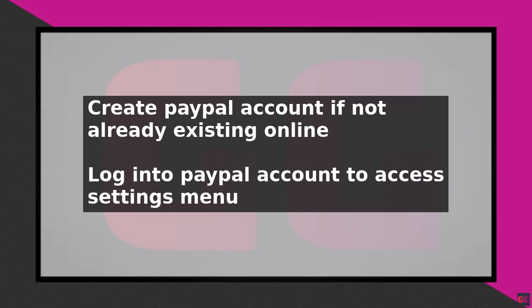In the settings menu, click on account settings and then scroll down to the section labeled PayPal Me. Click on the Get Started button to begin the process of creating your PayPal Me link. You will then be prompted to choose a username for your PayPal Me link.